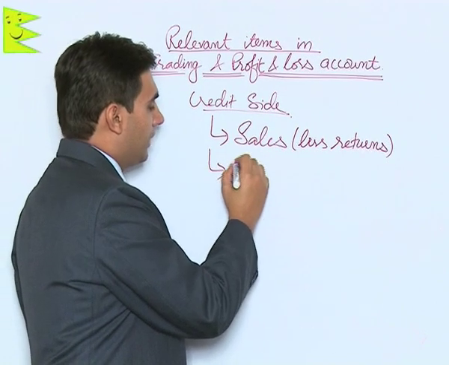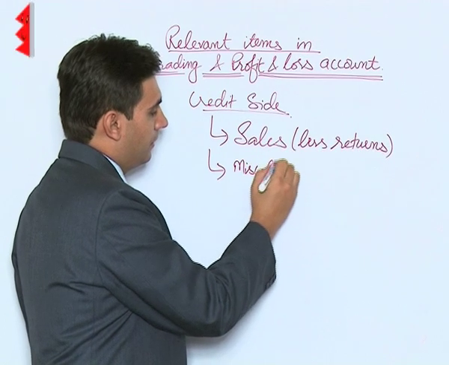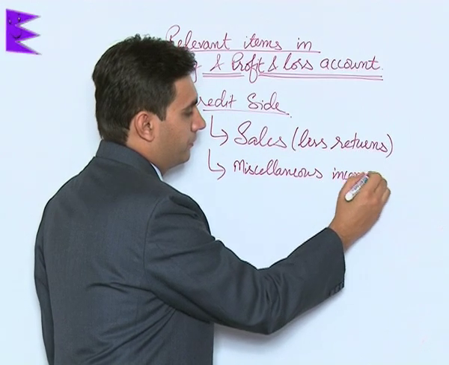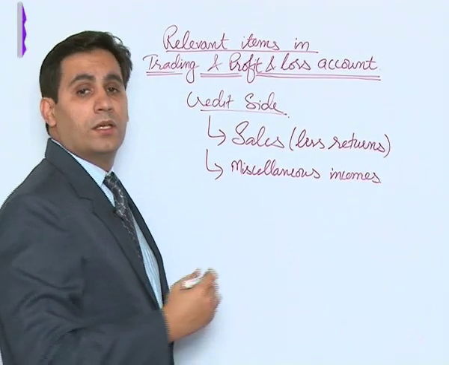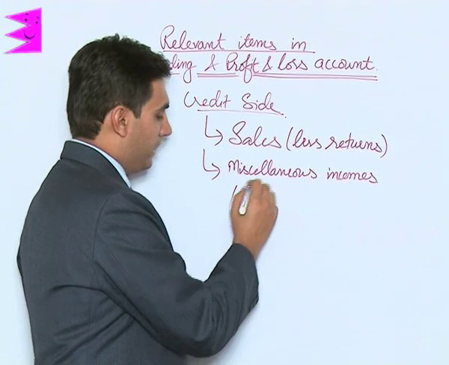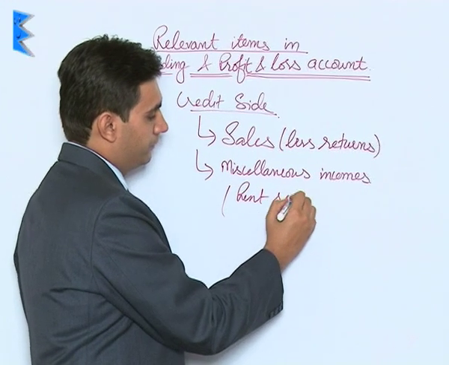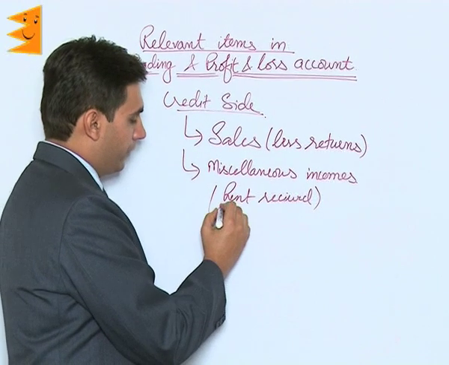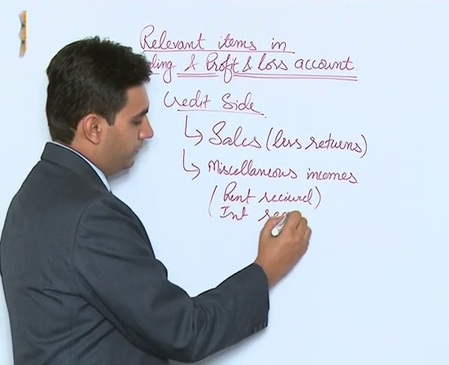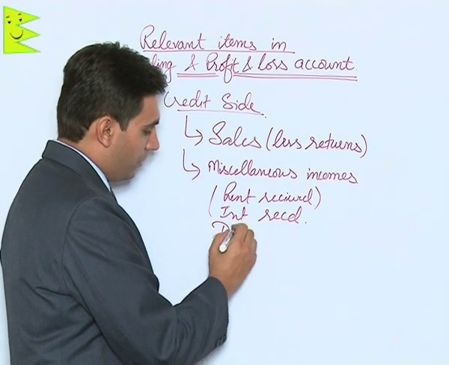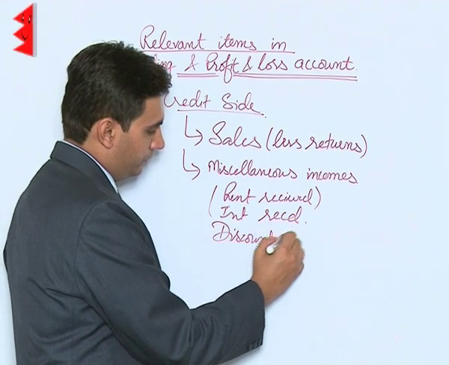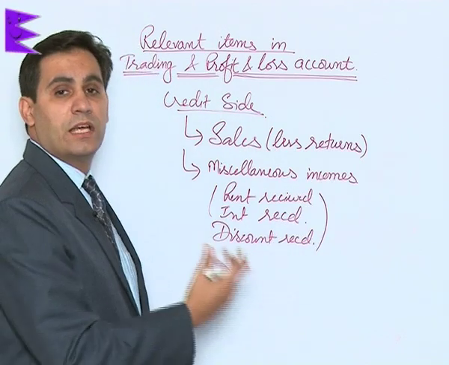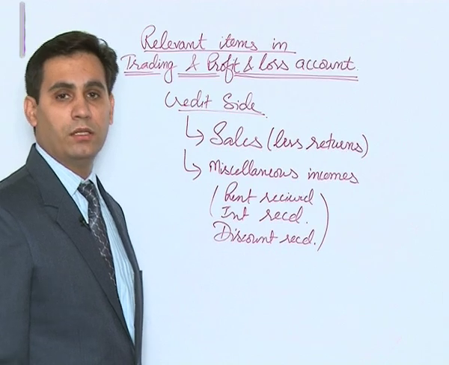Then the other item is miscellaneous incomes or receipts. This includes various items like rent received, then you can have interest received, discount received, etc. Since they all are incomes, they are shown on the credit side of the trading and profit and loss account.